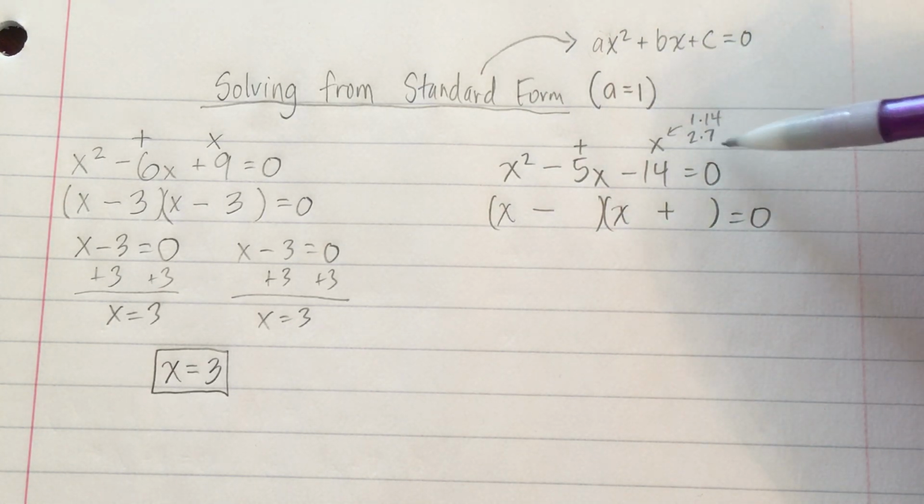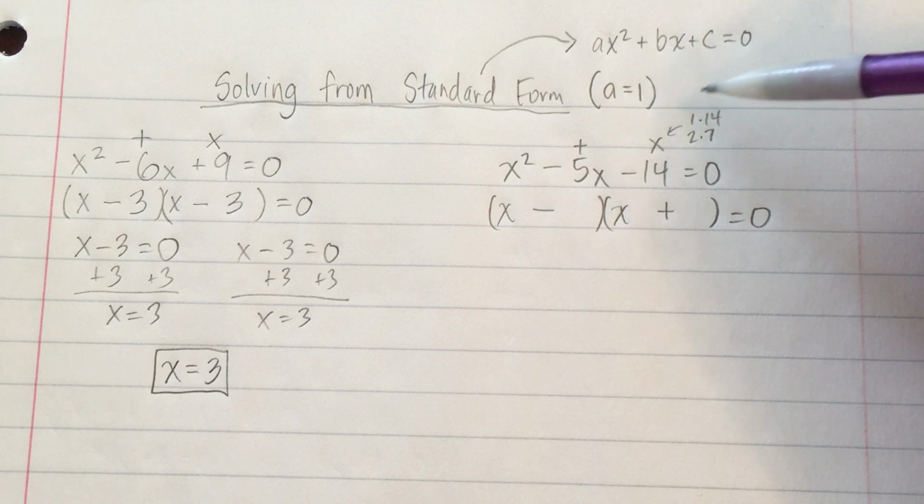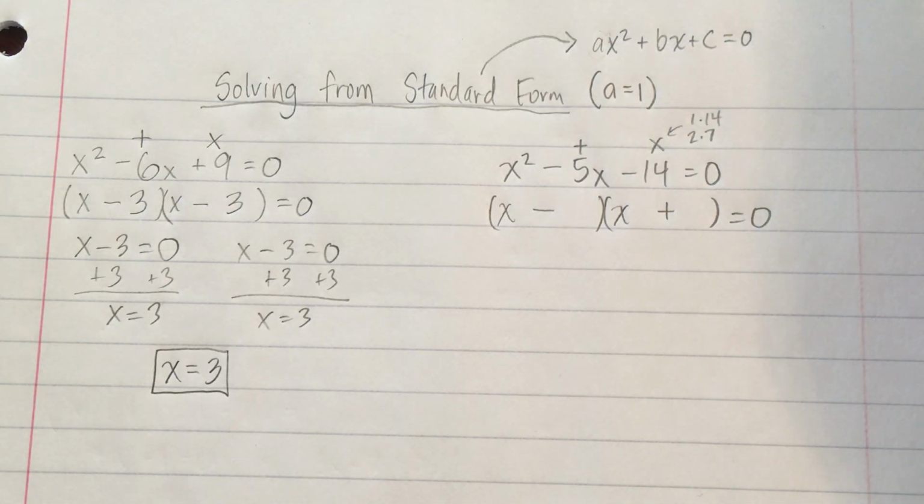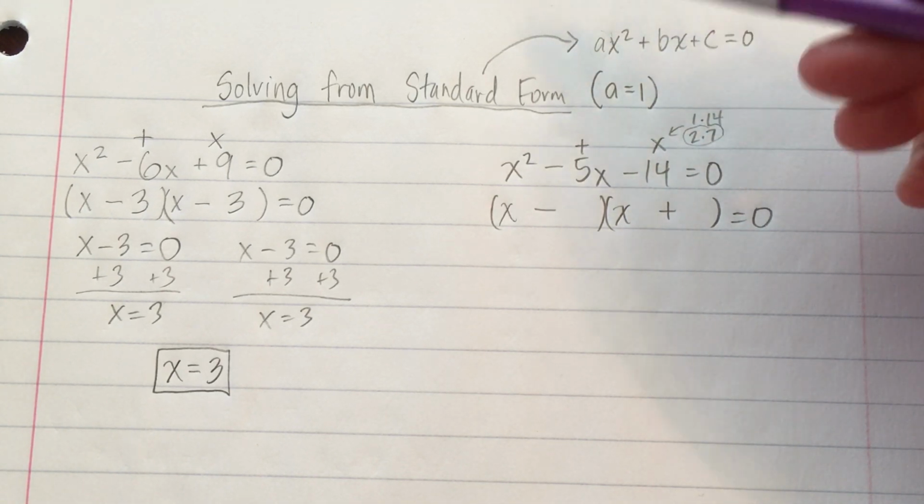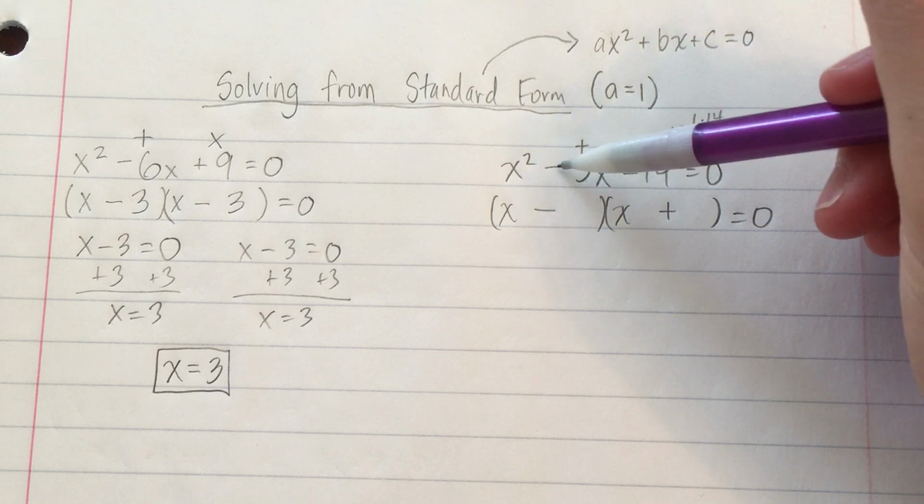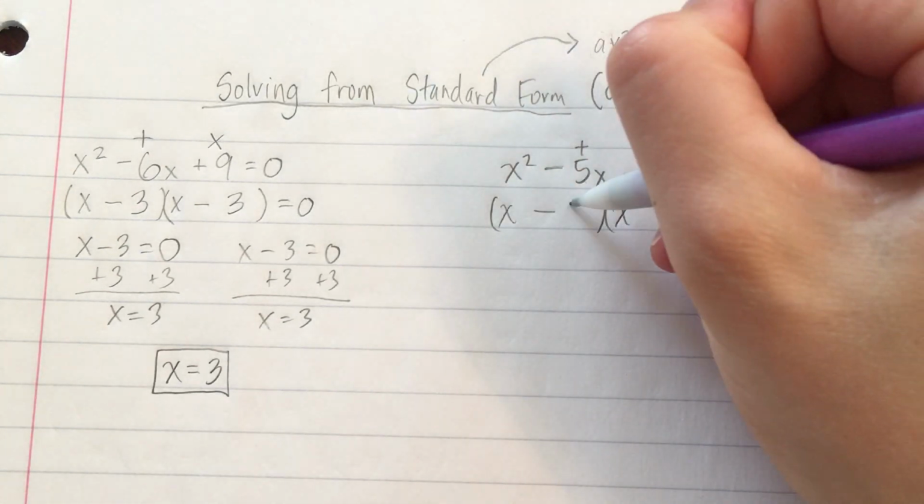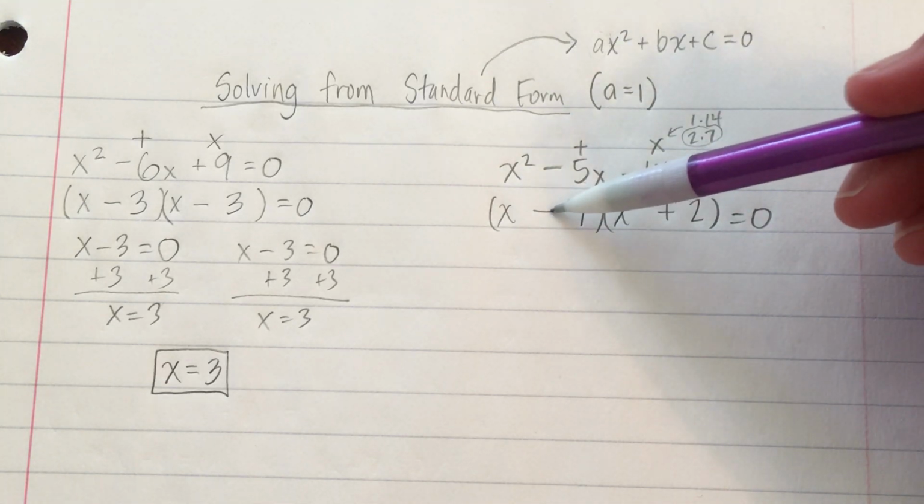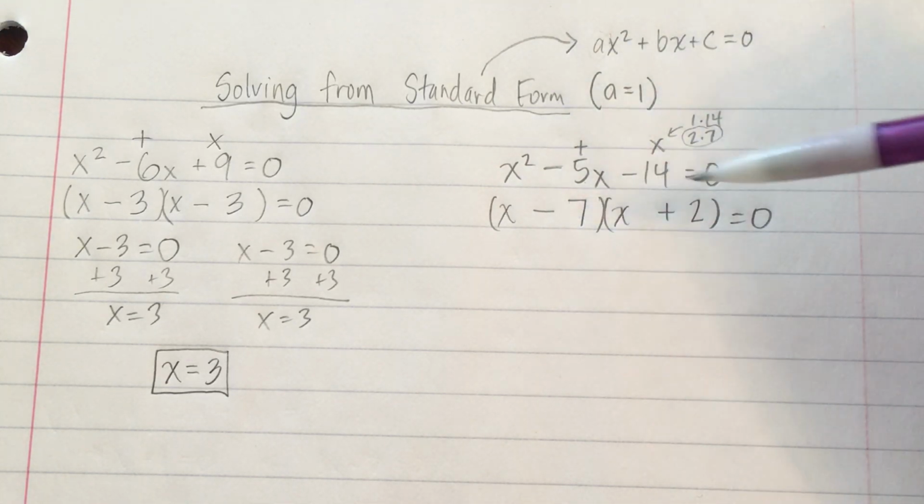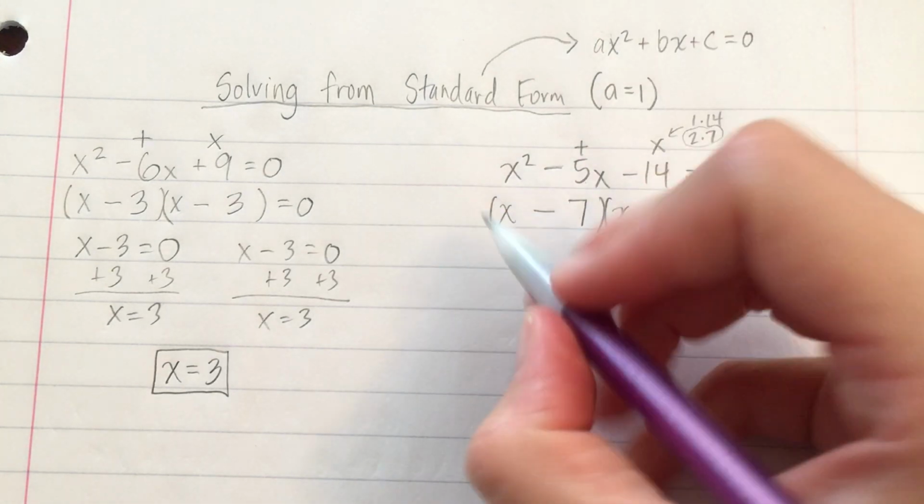Now I'm looking for two numbers that I can make one positive, one negative, and they're going to add to negative 5. So what I'm looking for here is two numbers that have a difference of 5. And that's right here. So I'm going to use 2 and 7. And I want them to add to negative 5. I want the result to be negative, so I need my larger number to be negative. So these two numbers, let's double check. Negative 7 times 2 is negative 14. Negative 7 plus 2 is negative 5. Perfect. So now I have factored form.